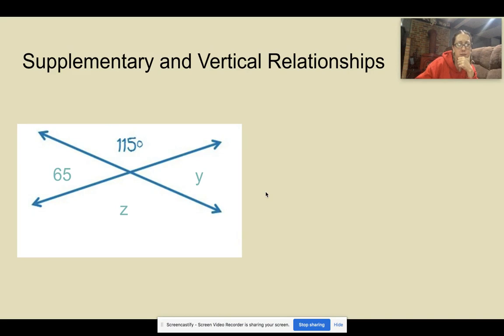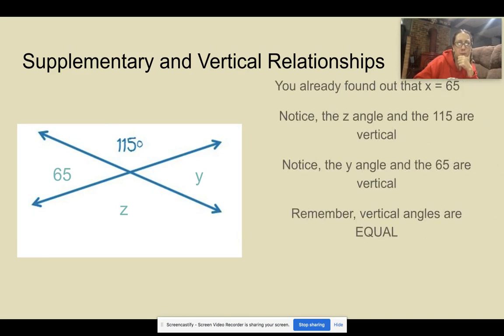Let's look at this. Well, notice your Z angle and your 115, they're vertical. They're across from each other in this beautiful X. And notice that your Y angle and your 65 are vertical. They're across from each other in this beautiful X. Dude, vertical angles are equal.